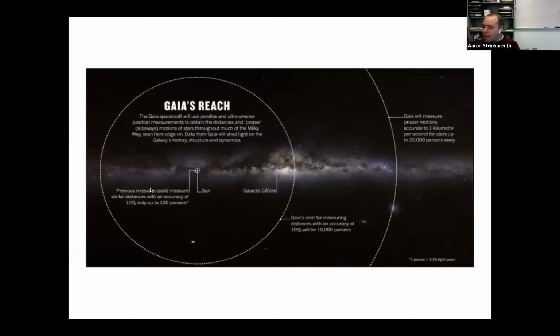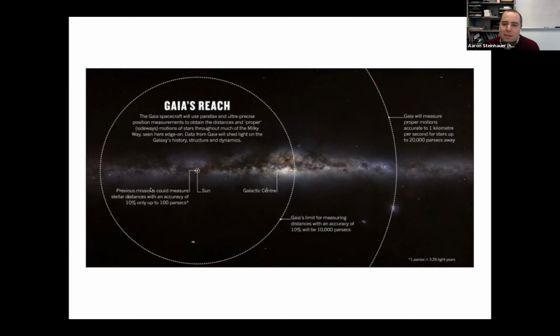So this is Gaia's reach. Again, this is the disk of the galaxy, drawn in non-cartoon version. This is the bulge of the galaxy. This is roughly where we are. Again, this dotted line was where Hipparcos could go, right? This, I haven't looked at this thing in a while. Gaia spacecraft. Right, so everything in this window will be accurate within 10%. And everything in this will be accurate to, oh, proper motions.